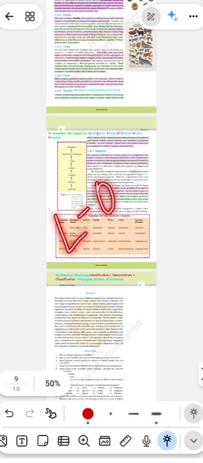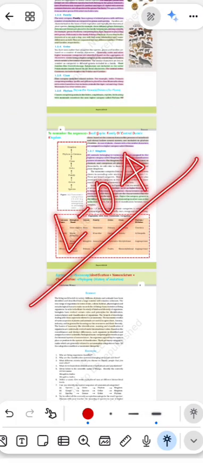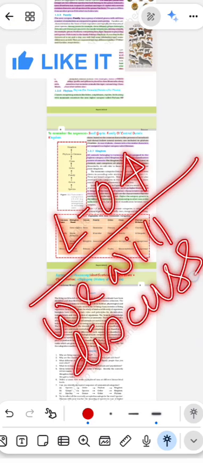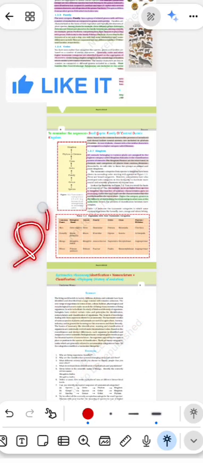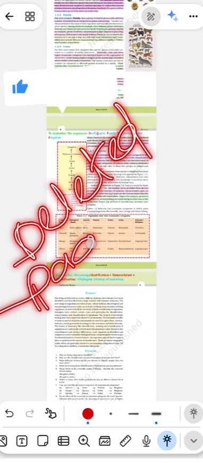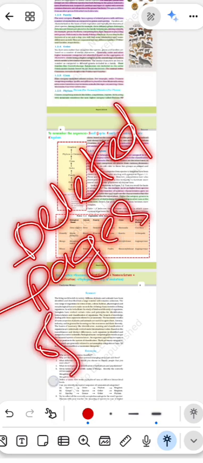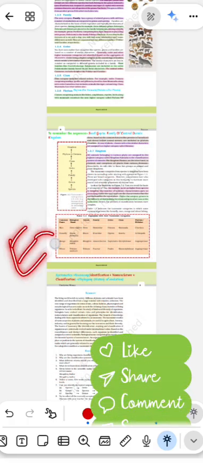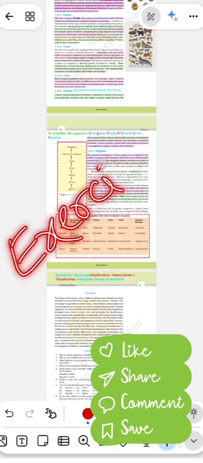So in lecture number 4, we will discuss the deleted pages of NCERT, and we will do the exercise questions.